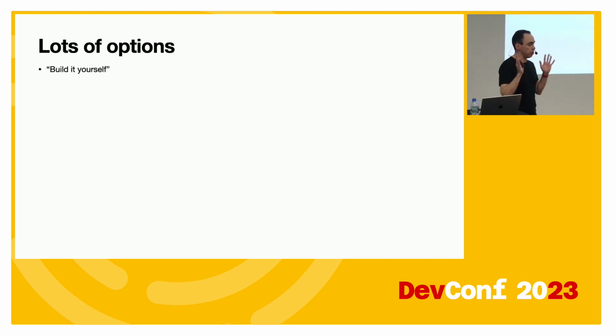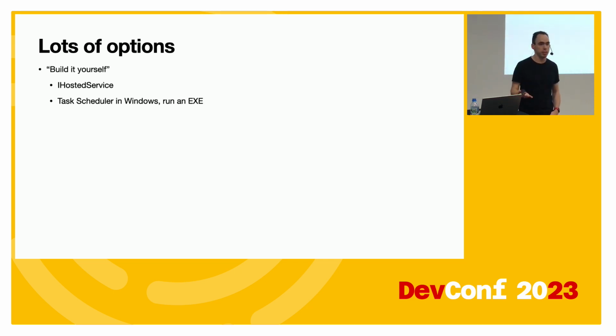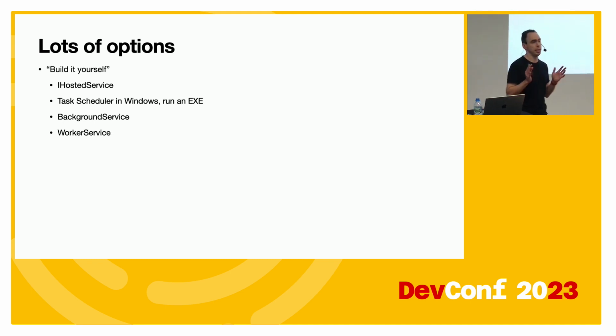There's lots of options, all the way down from the build it yourself kind of thing, all the way up to something that's more batteries included. The build it yourself, first construct that we'll talk about is IHostedService and Task Scheduler, if you were running in Windows and running as an executable or a PowerShell script or what have you. A construct called BackgroundService, which is a construct inside of .NET Core that I use frequently for running background services. And Worker Service, which is a .NET template, and we'll take a look at that code and see exactly what it generates.